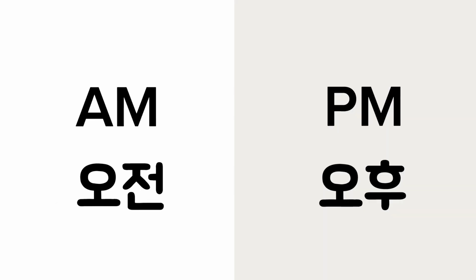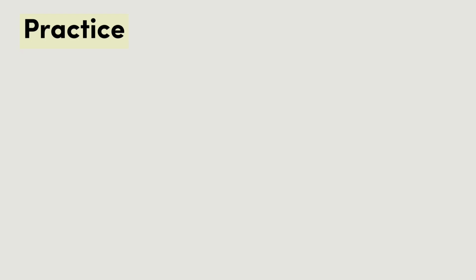AM, 오전. PM, 오후. In Korean, we typically say AM or PM before the time to indicate whether it's in the morning or afternoon, evening. Now is your time to practice. Remember, we use native numbers for hours and Sino numbers for minutes. Ready? Let's go.